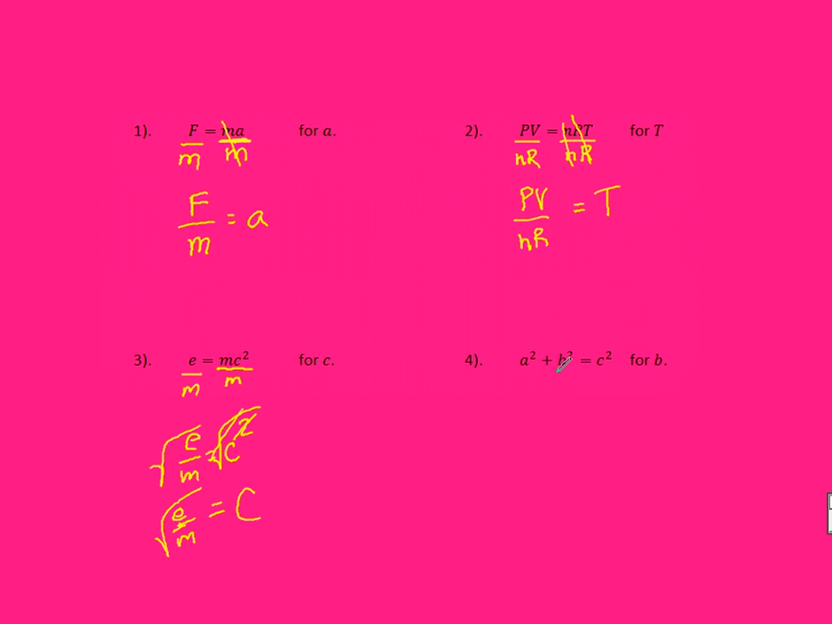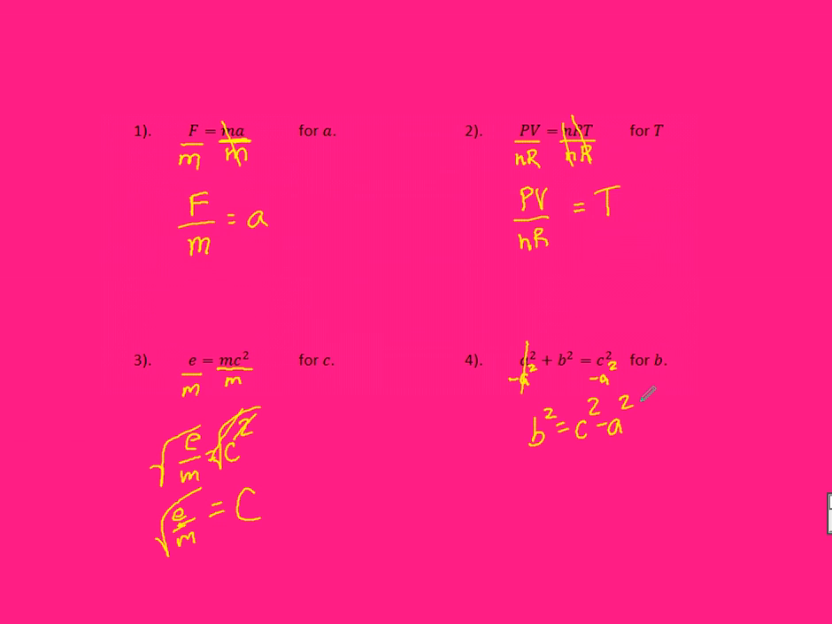And number 4, same thing. I need to get B by itself here. I'm going to do a square root eventually because it's B squared. I need to get rid of everything else first. So to get rid of the A squared, it's attached by addition. So I need to get rid of it by doing the opposite, which is subtraction. So when I do that, those cancel out. I'm left with B squared on the left. I have C squared minus A squared on the right.